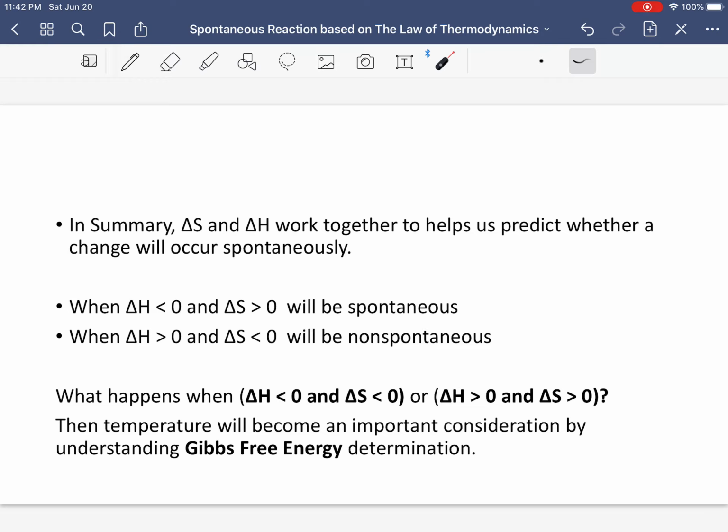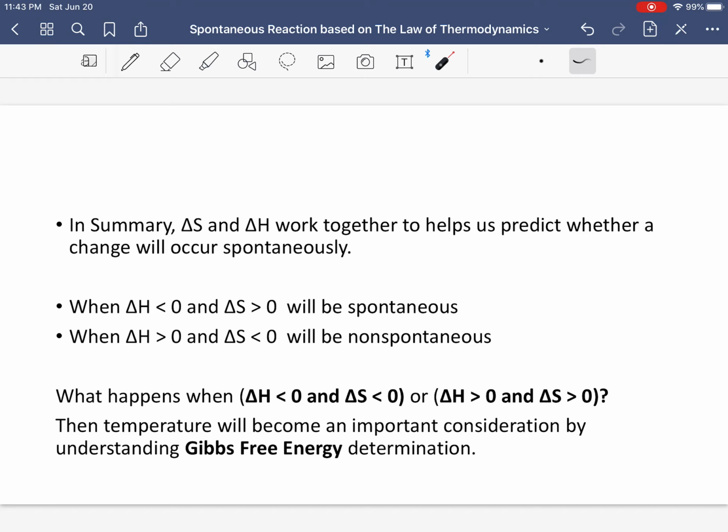Discovered, of course, by this dude named, I guess, Gibbs, right? I don't remember his first name. Yeah, I remember now, Josiah Gibbs. He's actually an American, believe it or not. So he came up with this stuff called Gibbs free energy.